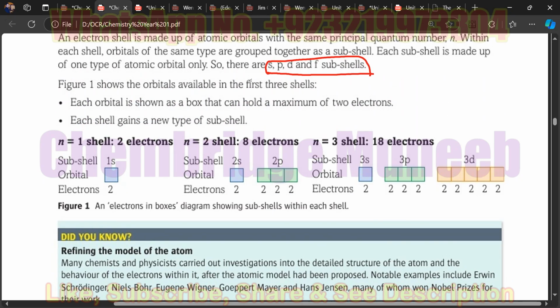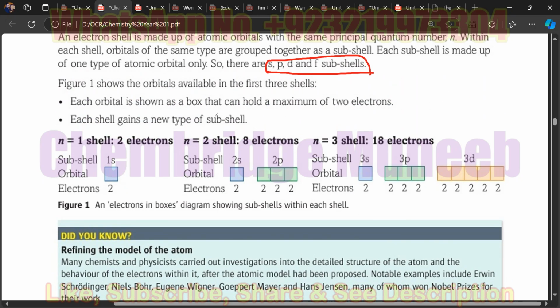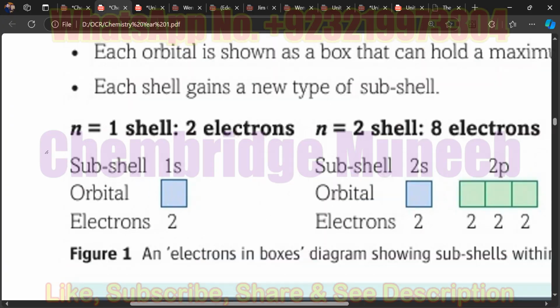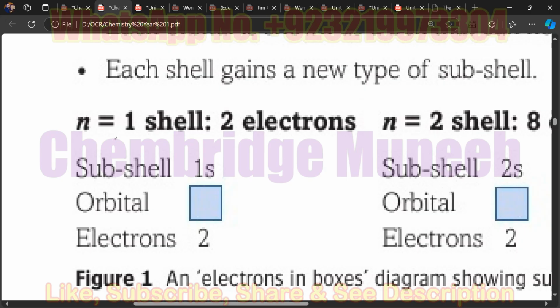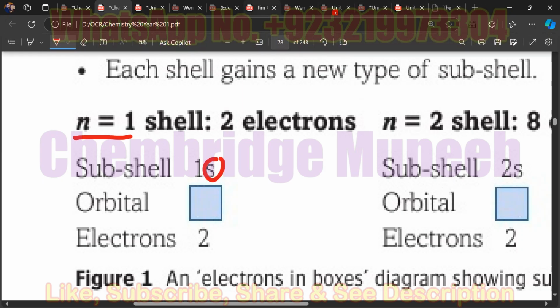Okay, so here there is some representation of the shells, electrons, subshells and the orbitals. Now let's start from the first shell. The first shell is n equal to 1. In the first shell there is just one subshell, s. I need to show you this picture as well from my notes.